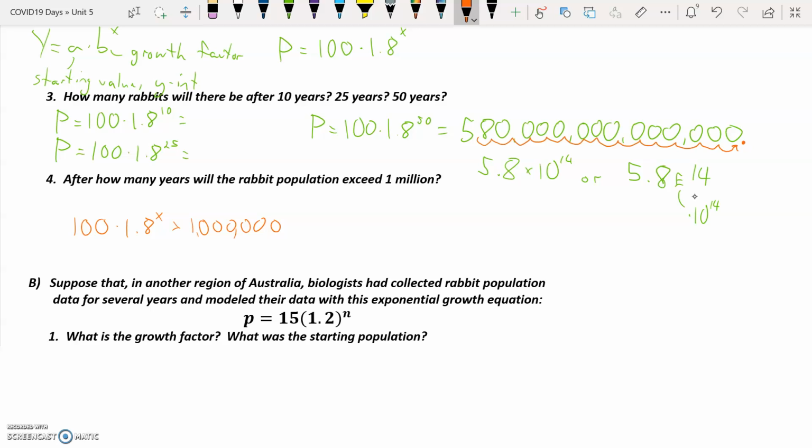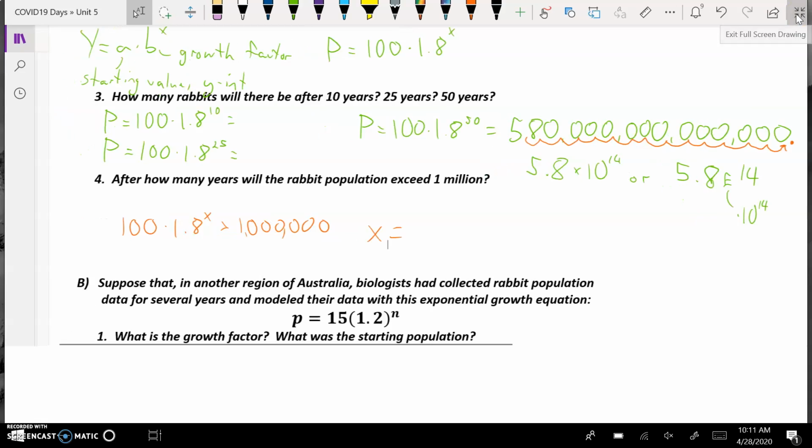Now with our math right now, we don't have a way to solve backwards for x. You can't just divide by 100 and then take the 1.8 root of the number. It actually involves non-base 10 logarithms. Go ahead and dig it out if you want to. It's probably in Algebra 2 in Khan Academy if you want to learn about this. But right now we can actually just use a little bit of hunting and pecking using a calculator.